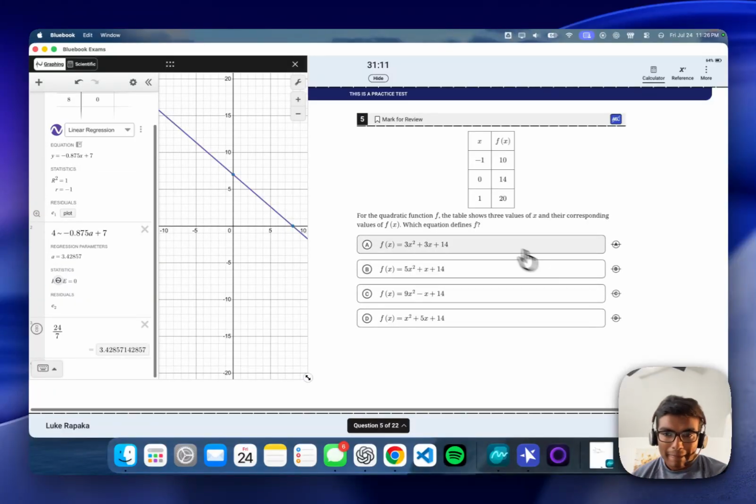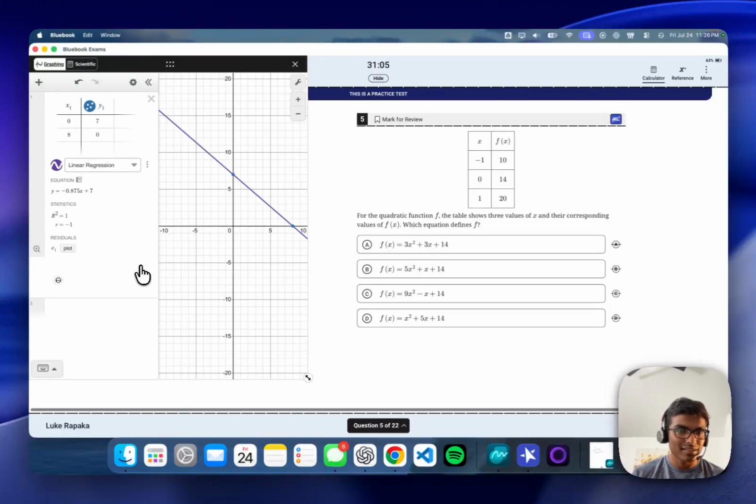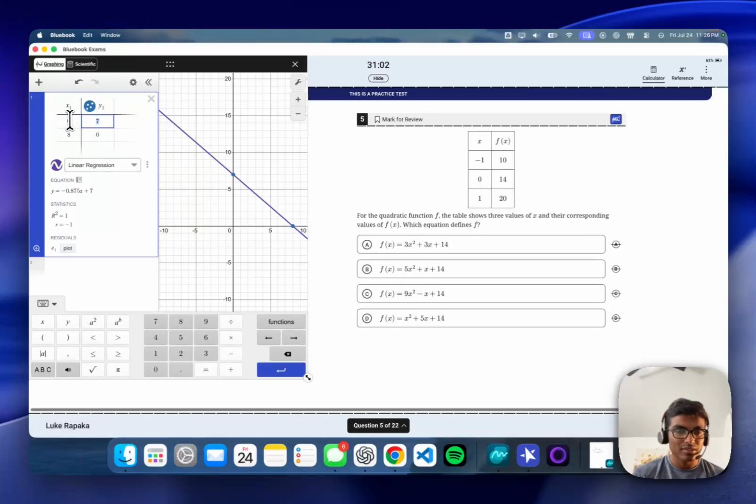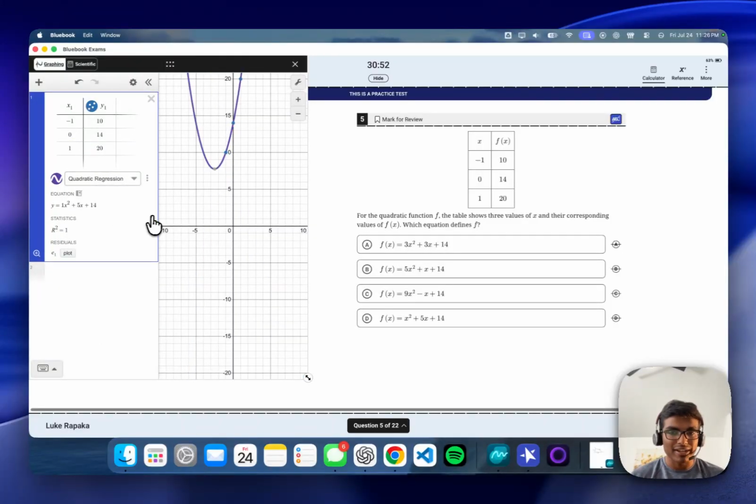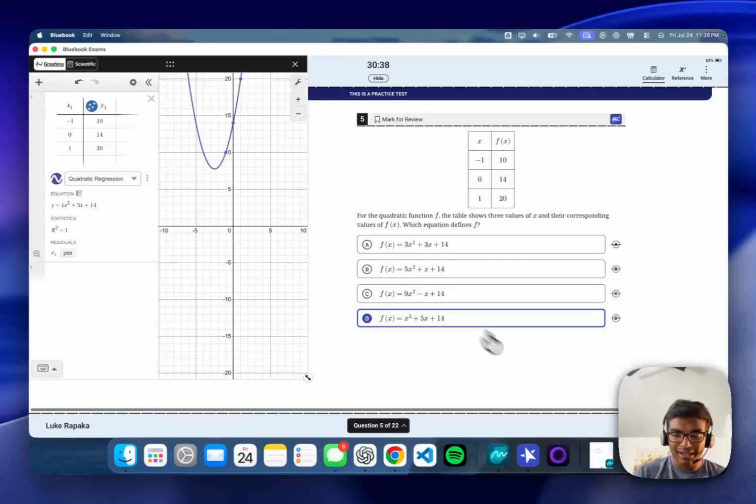Okay. For the quadratic, which defines f? All right, same thing. So -1, 10, 0, 14, 1, 20. And actually this has to be a quadratic regression just because it says a quadratic. So you change that to quadratic. So which equation defines f? It just gives it out to us. So that one, we're done.